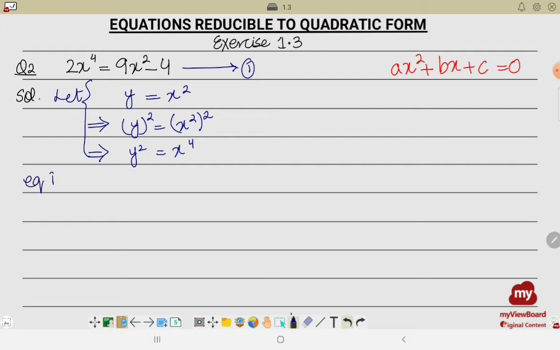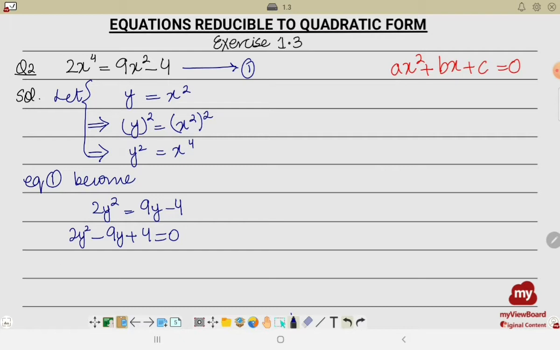So you see, from the same substitution we have converted the equation from variable x to variable y. So our equation 1 will become now 2. Instead of x raised to power 4 we'll write y square, and instead of x square we'll write y minus 4. So you see our equation is now converted. We'll just rearrange it: 2y square minus 9y plus 4. Our equation has now become the standard form of a quadratic equation, right? You can easily compare it.